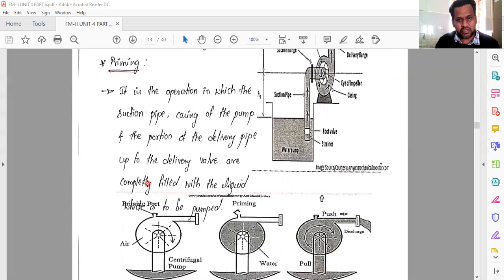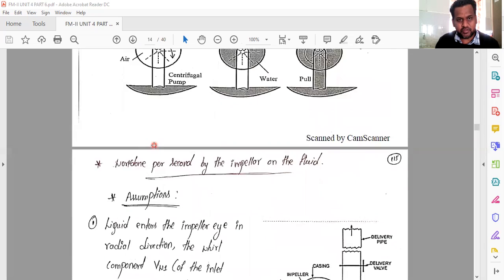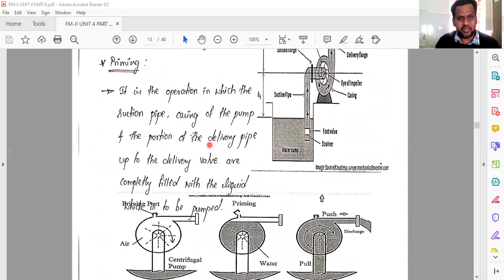See, basically I will not sit and explain this completely, that is all. ठीक है. See, it is the operation in which the suction pipe, casing of the pump and the portion of the delivery pipe up to the delivery valve are completely filled with the liquid which is to be pumped.